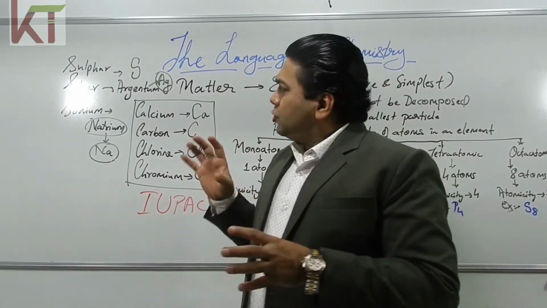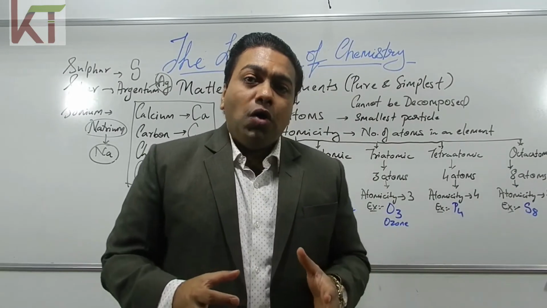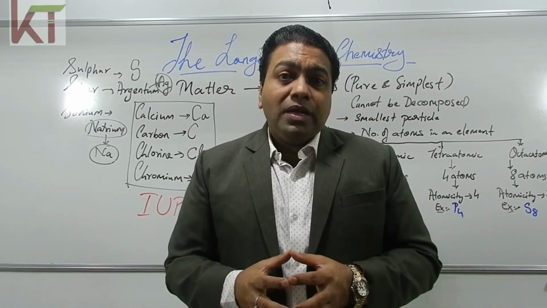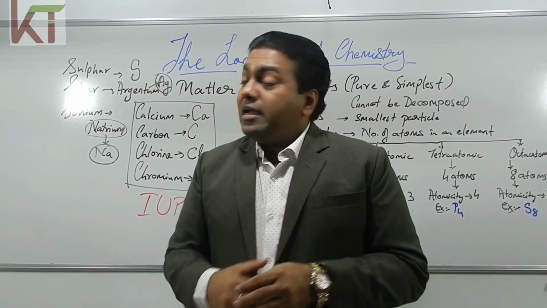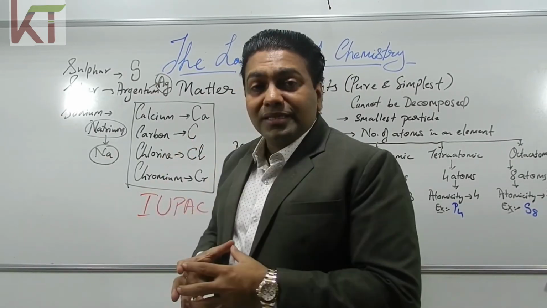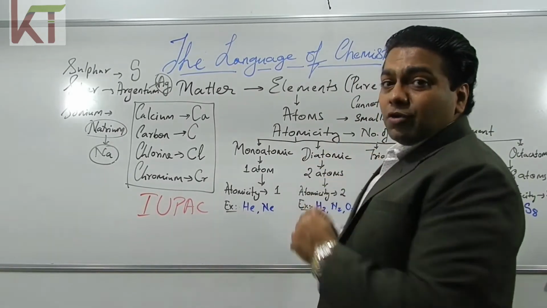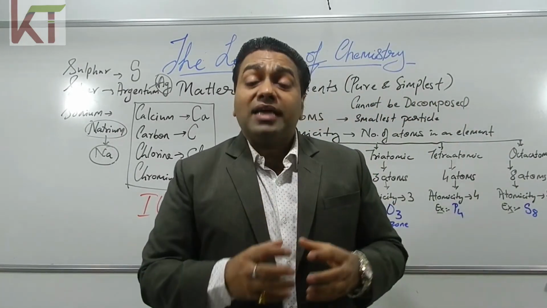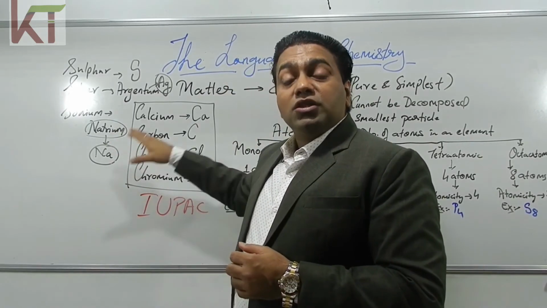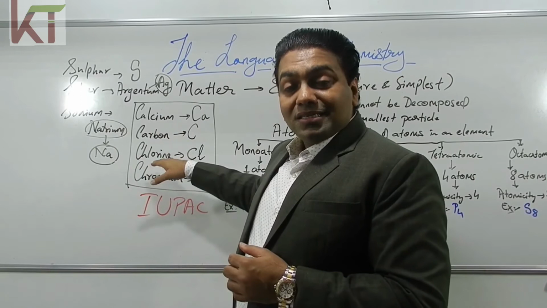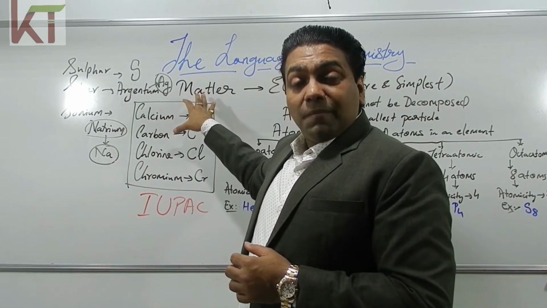Did you understand? So now, in this first part of the language of chemistry, we saw what is chemistry, what is the need to study chemistry, and thirdly, how elements came into existence, what are atomic, monoatomic, diatomic, triatomic molecules, what is atomicity. We also learned how the symbols of the elements came into existence in chemistry, because this is where the language of chemistry begins.